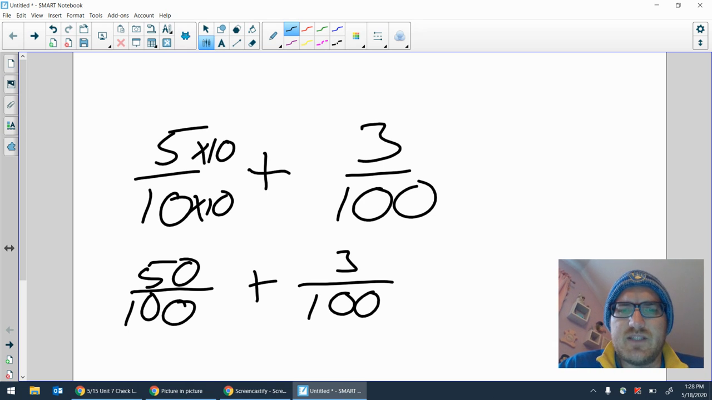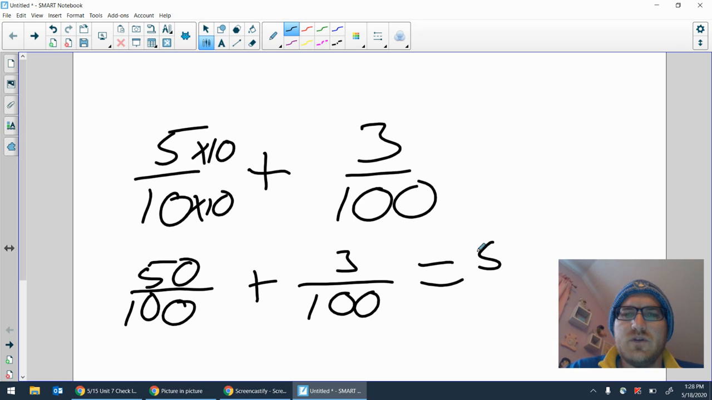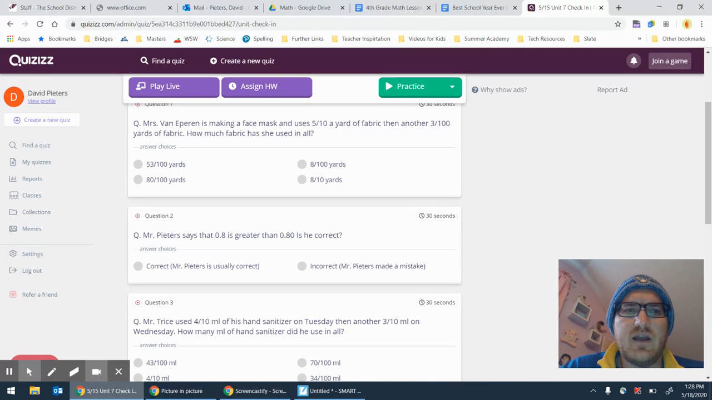So now that we do have the same denominators here, now we are able to add. We have 50 100ths plus 3 100ths. 50 plus 3 equals 53, and it was hundredths that we were working with, so that just stays the same. So it's 53 hundredths. So when we go back, we have that as one of the options.